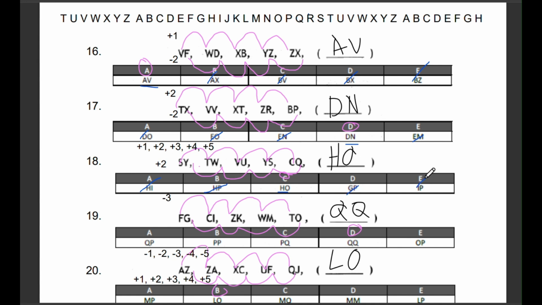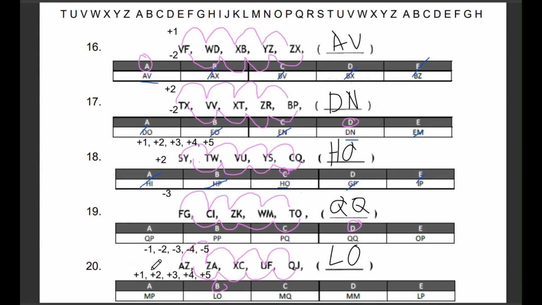Question 19. Here's our series. FG, CI, ZK, WM, TO, and we need to find the next pair. Here are the options. A, Q blank P. B, P blank P. C, P blank Q. D, Q blank Q. E, O blank P. The correct answer is D, giving us Q blank Q.